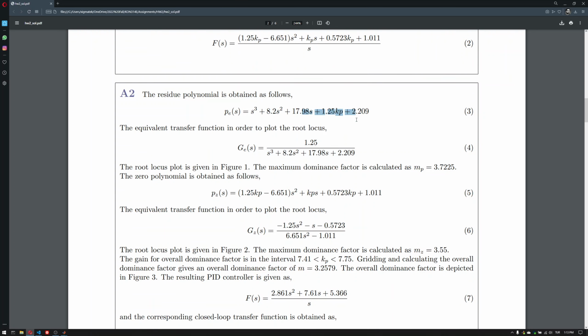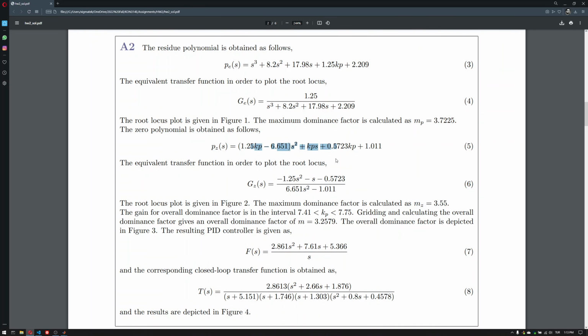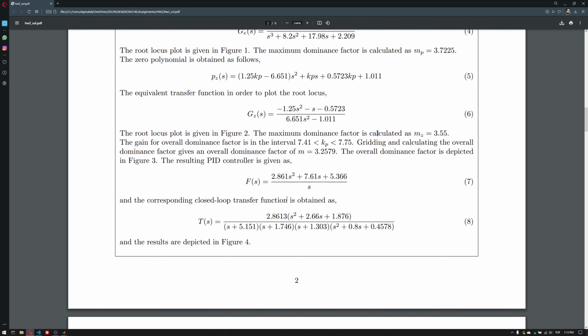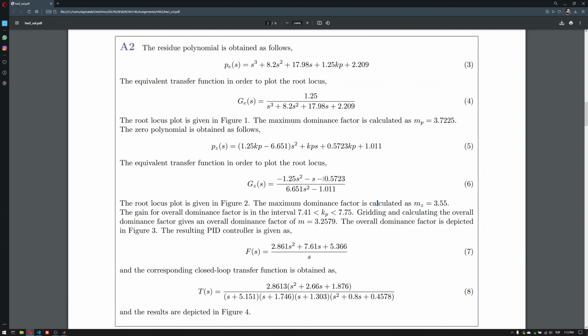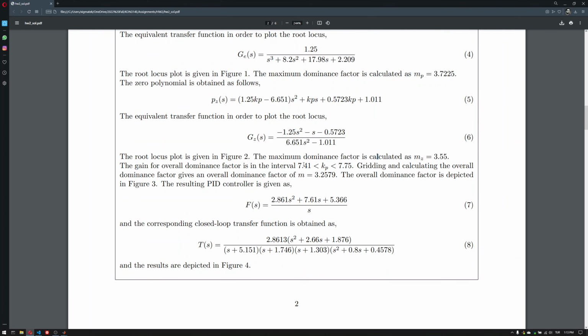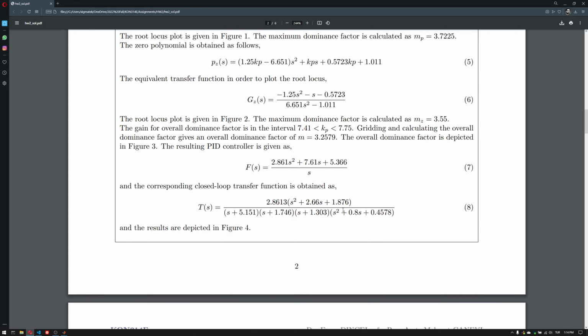In the second question, you can see we have the residue polynomial. We can convert it into the following equivalent transfer function, and then we have the zero polynomial. We can repeat the same for that, and then we can look at both of the root locuses. I also have found out the interval here. It is 7.41 and 7.75 seems like the best. The dominance factor 3.55, and for the overall we got basically 3.25. When we use basically the PIPD controller, this will improve a little bit.